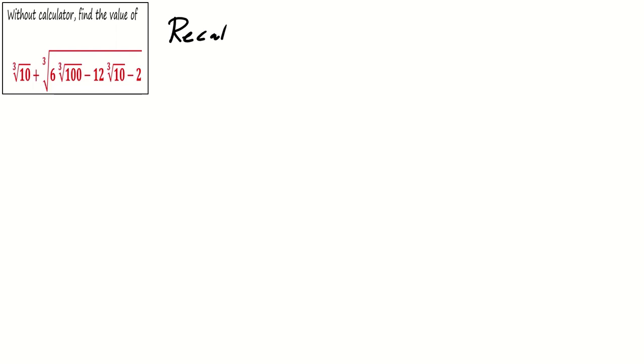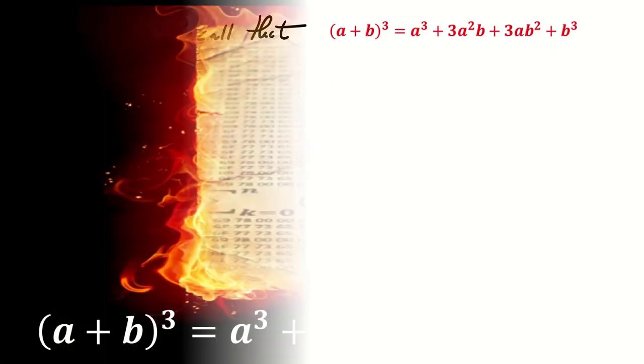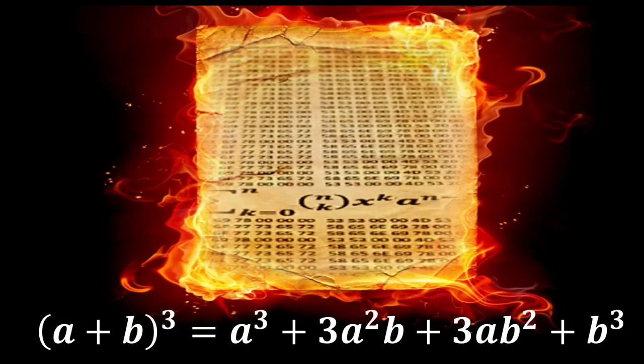Let's recall the expansion we mentioned earlier. (a + b)^3 equals a^3 + 3a^2b + 3ab^2 + b^3. It is a fundamental algebraic concept that will play a key role in solving our problem.